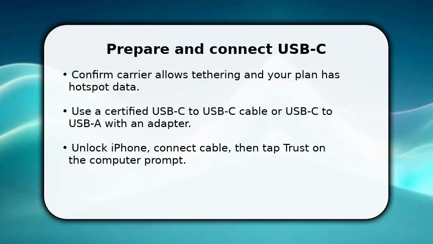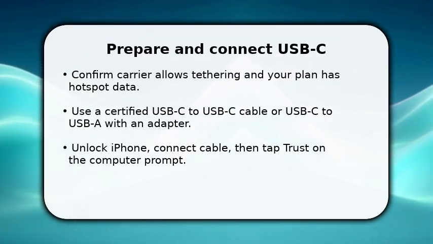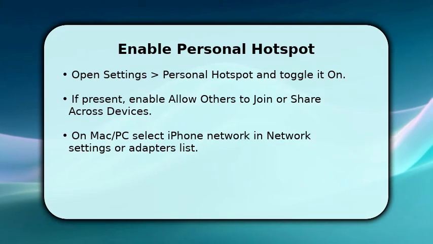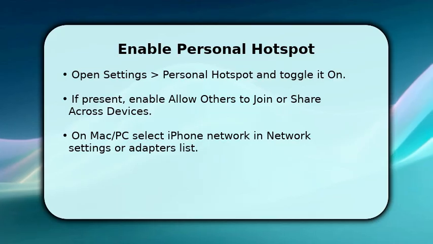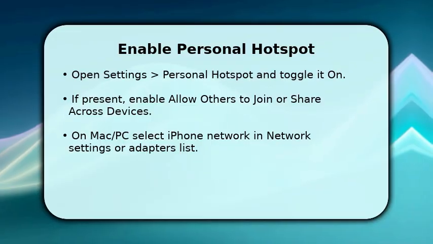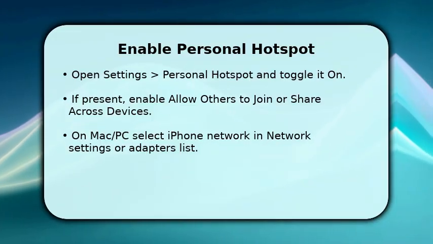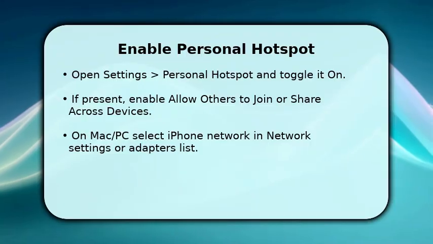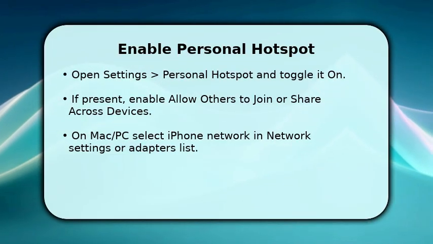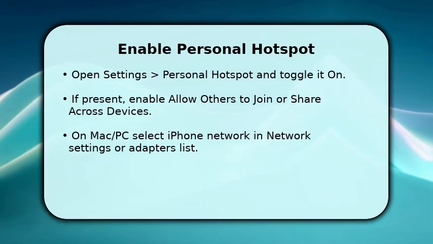Make sure the phone stays unlocked during initial setup, so the host machine recognizes the device and installs any needed drivers. Now enable tethering. Open Settings and go to Personal Hotspot, then toggle it on so the iPhone advertises an interface over USB. If you see Allow others to join or share across devices, keep it on so the phone exposes the USB network. On a Mac, the iPhone appears under System Settings, Network, as a new interface.